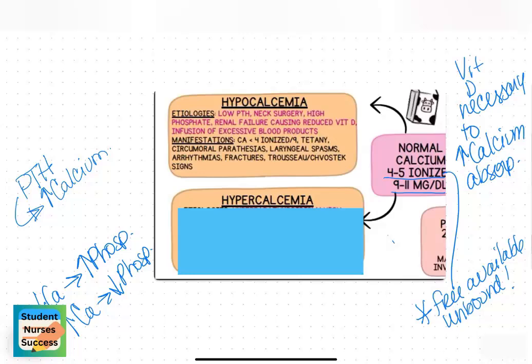Manifestations of low calcium include an ionized level of less than 4 or a regular level of 9 or less. Other manifestations include tetany, circumoral paresthesias or tingling, laryngospasms, cardiac arrhythmias, bone fractures, and Trousseau's or Chvostek's signs. So these are all symptoms of excitability.